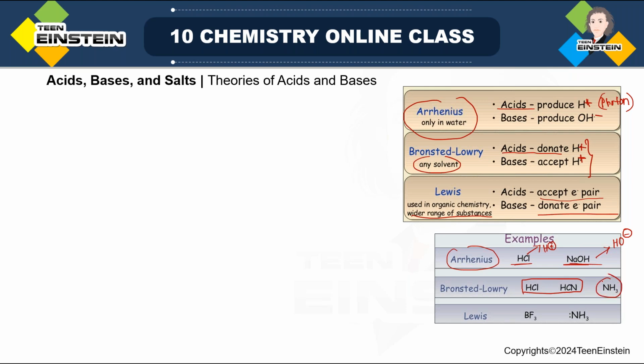But now look at the base. There is no hydroxyl ion, no OH ion, but still we are calling it a base because it can accept H plus, and once it accepts H plus it will be converted to NH4 plus. Now it has a charge, obviously. And Lewis theory, the last one. This one is a Lewis acid because this molecule can accept an electron pair. And ammonia again, which you have seen as an example of a base under the Bronsted-Lowry category, you can also call a Lewis base.